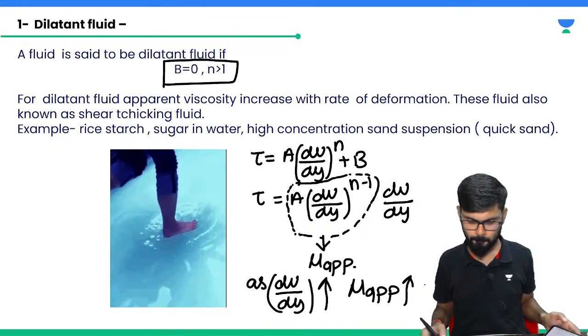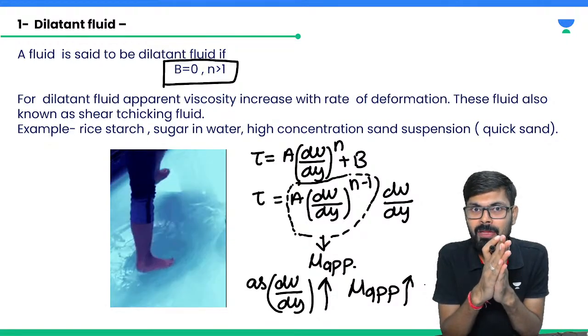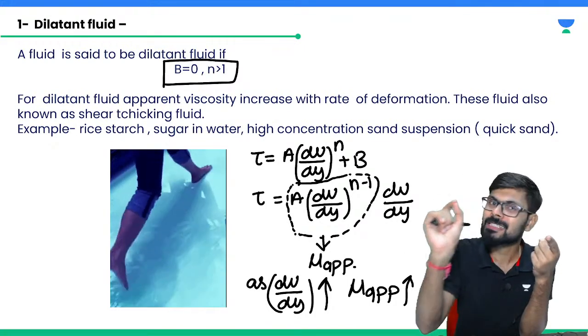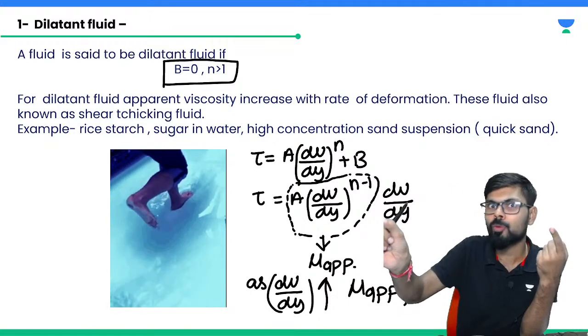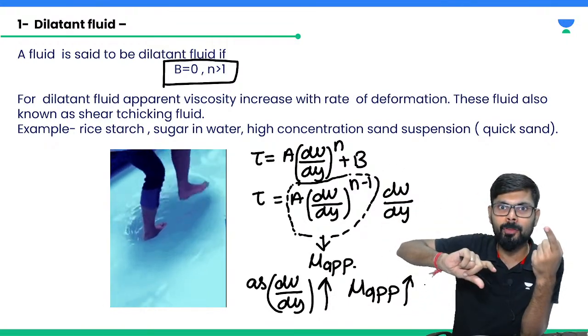Okay. So now I hope you understand this point. In case of Newtonian fluid, mu was constant, meaning it only depended upon the temperature, it did not depend upon du by dy. So tau is equal to mu du by dy. Here mu is independent of du by dy.